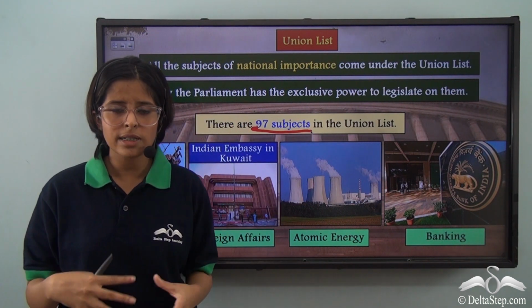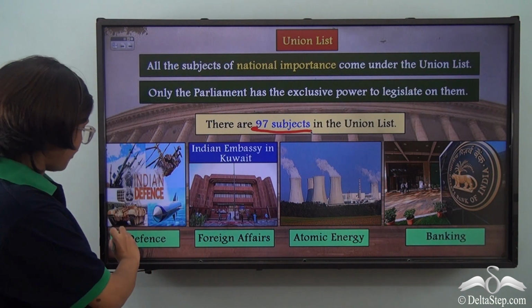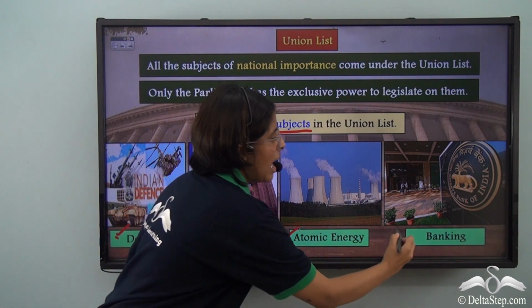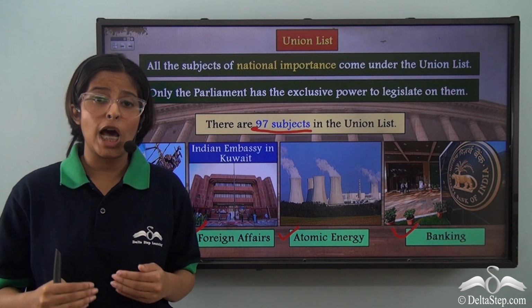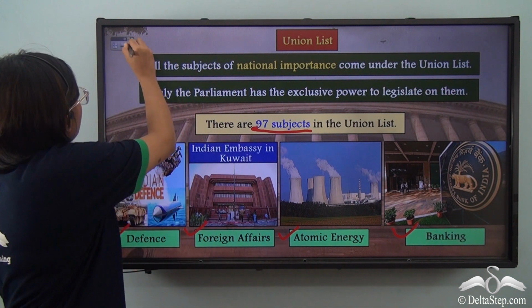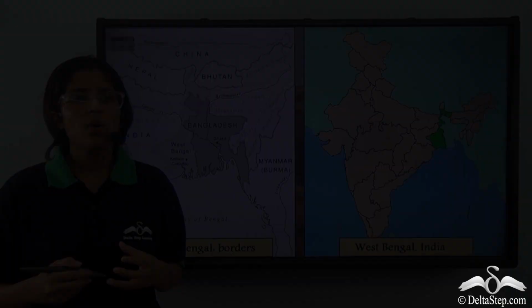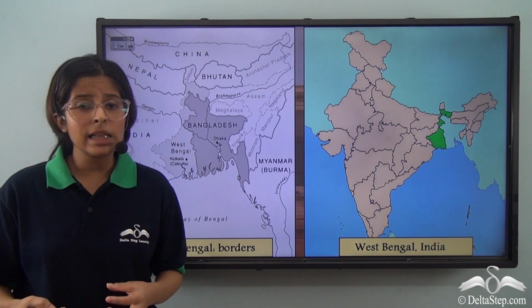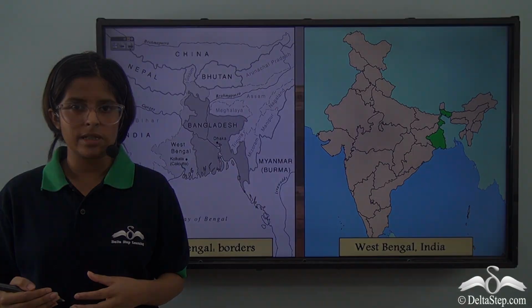What are these subjects? Certain examples of these subjects are defense, foreign affairs, atomic energy and banking. Now, why are these subjects of national importance? Let us take the example of defense. When we say defense of a country, we mean protecting the country and resisting attack from other foreign countries.